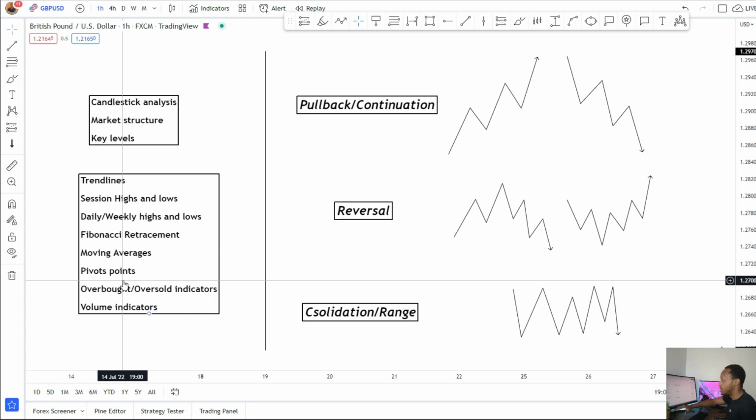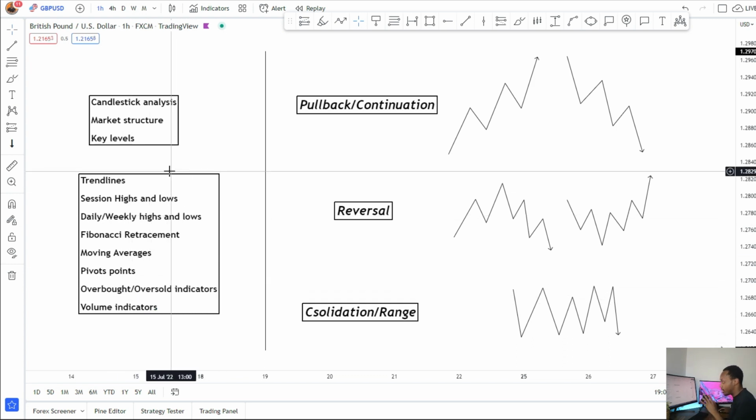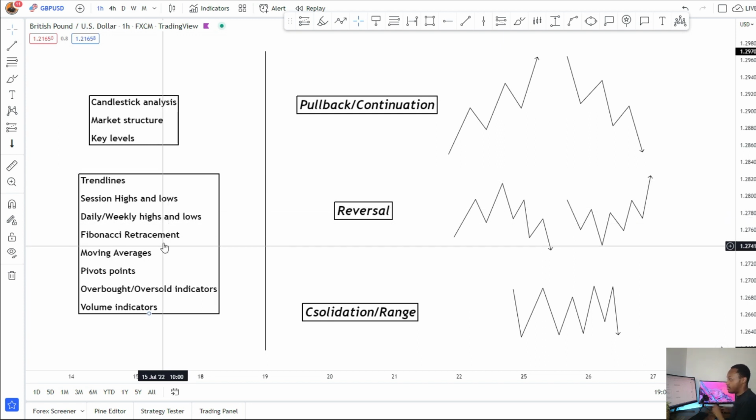These are all so many things you can look to learn. Again, there's a lot of content about these different types of tools. They're all great, but again, you don't want to be using these tools on their own. So you don't want to just be using trend lines, nothing else, or fib, nothing else, or volume indicators, nothing else. You want to combine it with other tools to improve your trading.